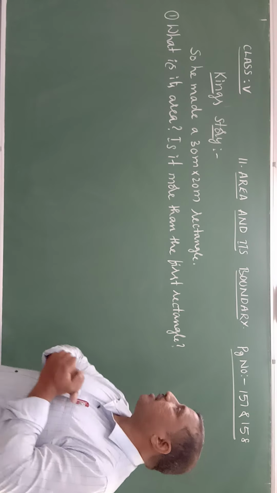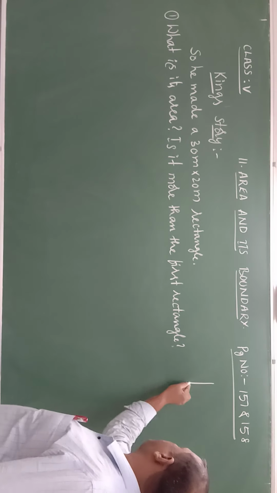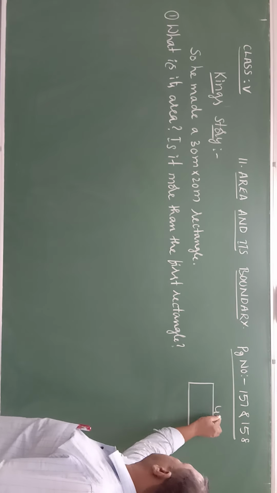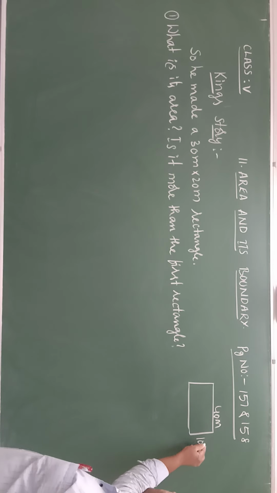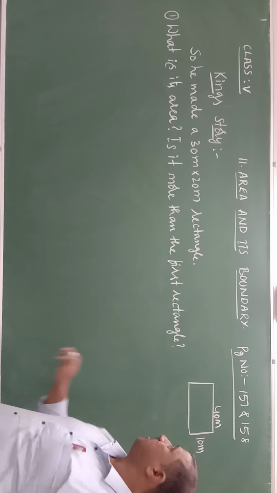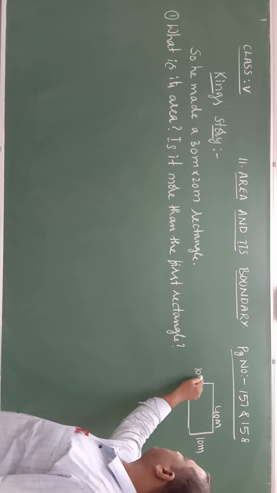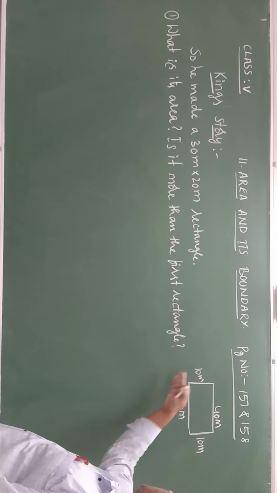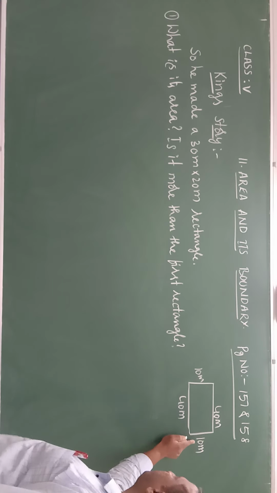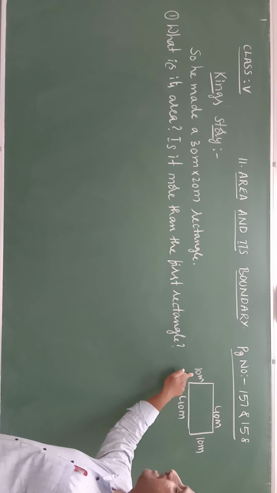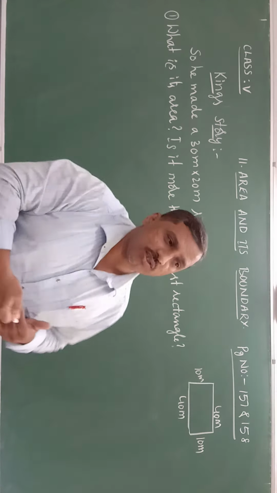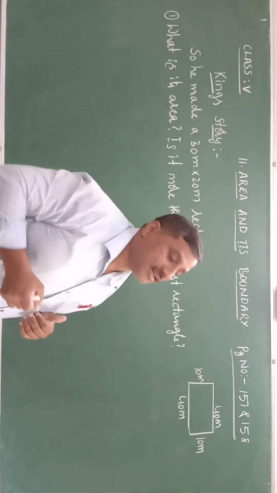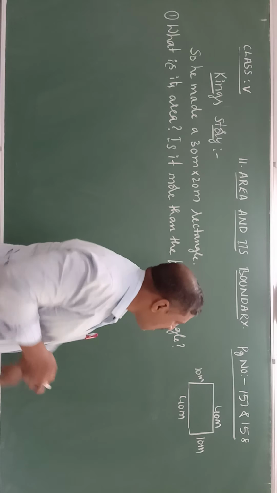Chegu made the first rectangle with length 40 meters and width 10 meters. This side is 10 meters and this is also 10 meters, and the other is also 40 meters. Total length of this land: 40 plus 10 is 50, plus 40 is 90, plus 10 is 100. He used 100 meters of wire to make a rectangle with length 40 meters and width 10 meters. So what is its area?